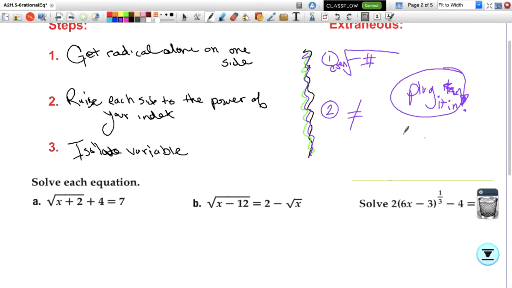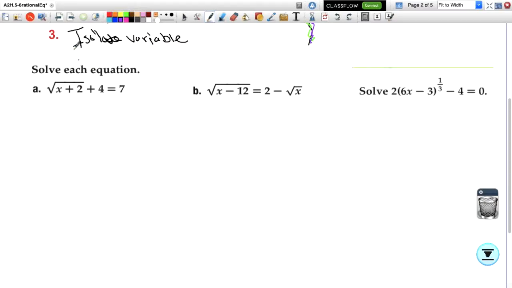So let's look through at solving, and then we'll check all of our answers to make sure that one of these two situations isn't occurring. So first step first, our step above is to get our root sign on one side of the equal sign by itself. So if I look here, I've got x plus 2 under the root sign and then a plus 4 on the outside.